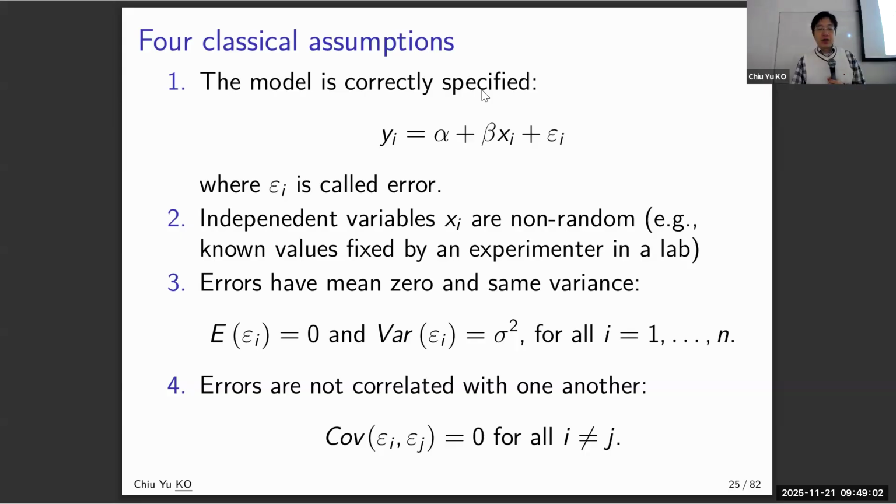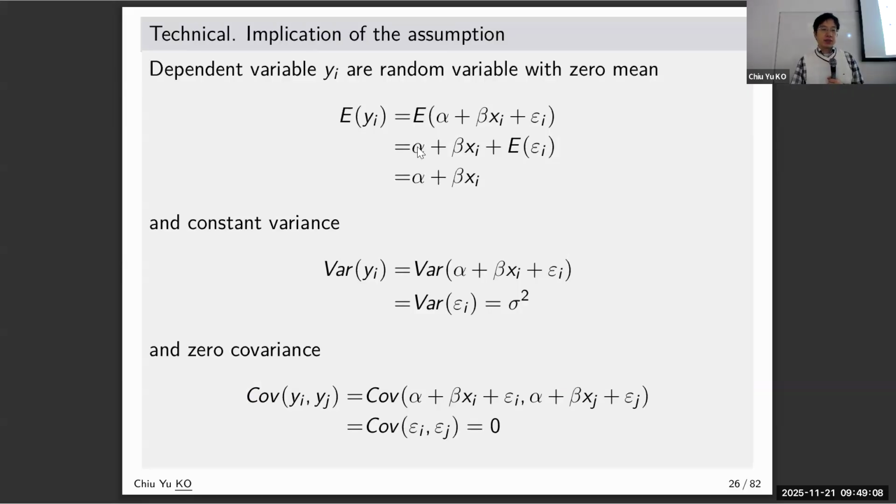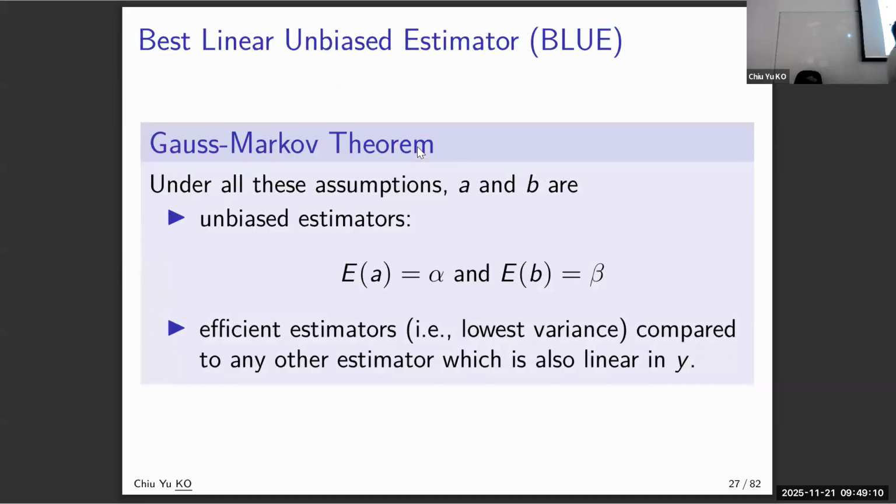Okay, if you are willing to make these four assumptions, of course the most important one is the first assumption, but anyway, if you're willing to make these four assumptions, then minimizing the sum of the vertical distance, what we call the least square method, is actually an unbiased estimator of alpha and beta. And do note that here the A and B are random variables.